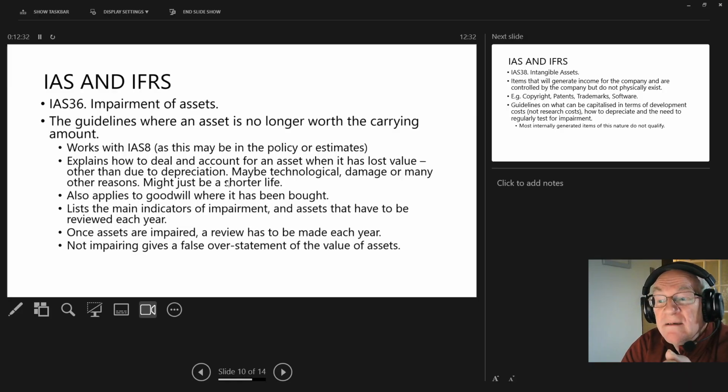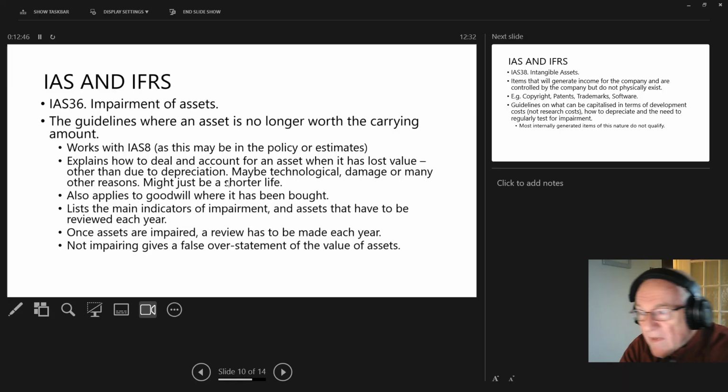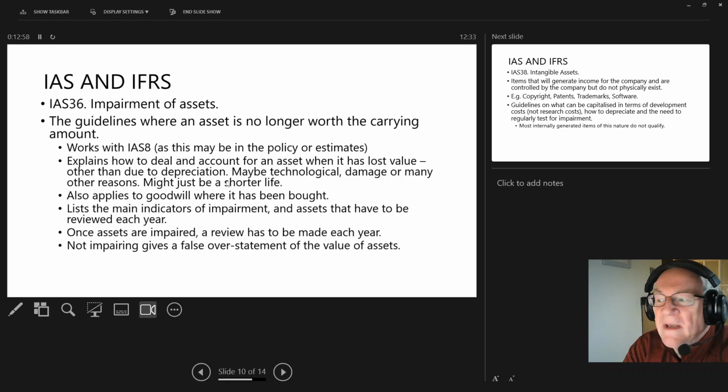Or there's a leak and something's damaged and you can't sell it, or you've got to download it. Who knows? Might just be a shorter lifespan. Something you thought was going to last 5 years, it's really knackered. Maybe you've just had lots of use out of it and it's only going to last 4 years. Also applies to goodwill, not the goodwill you'll see in partnership accounts, but the goodwill when you buy another company, the difference between what you pay and what you get. And that can be written down over several years.